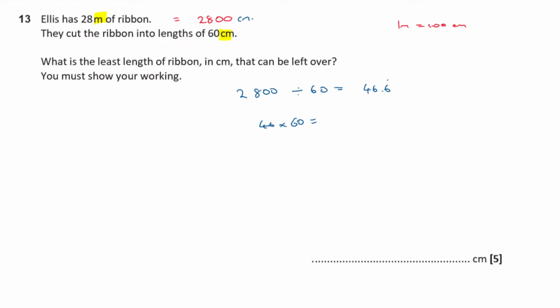So 46 times 60, that comes to 2760. So I could make 46 ribbons of length 60, and that comes to 2760. So what is left over? So left over is going to be the difference between what I had to start with, 2800, minus the length of the 60 I can make. And you can see the difference between there is 40, isn't it? Okay, so he's going to have 40 centimeters remaining.